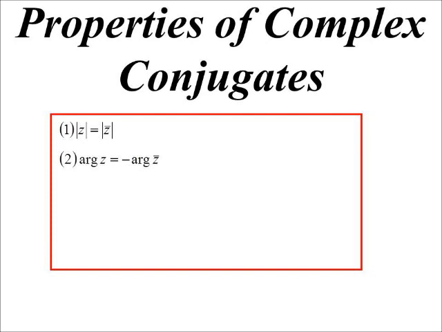The conjugate is a reflection in the x-axis. So that means their arguments will be opposite in sign. One will have a positive angle, the other will have a negative angle. But the actual angle would be the same size.